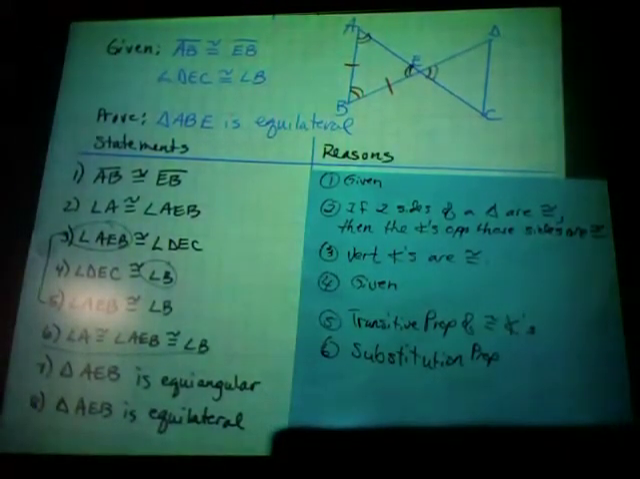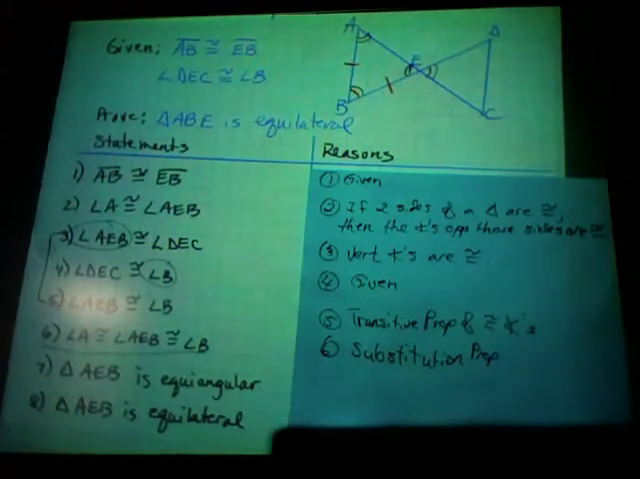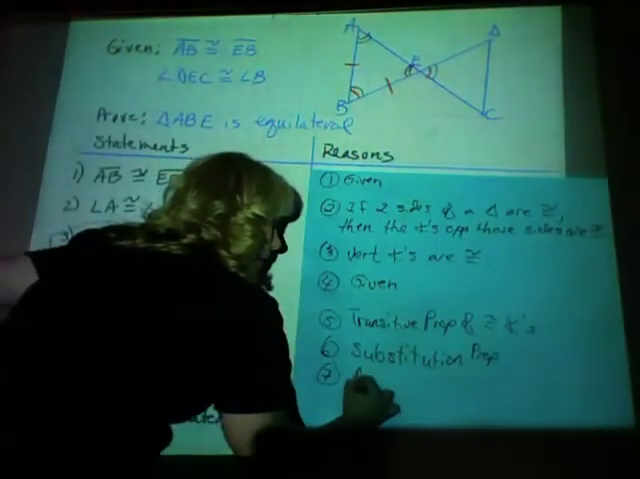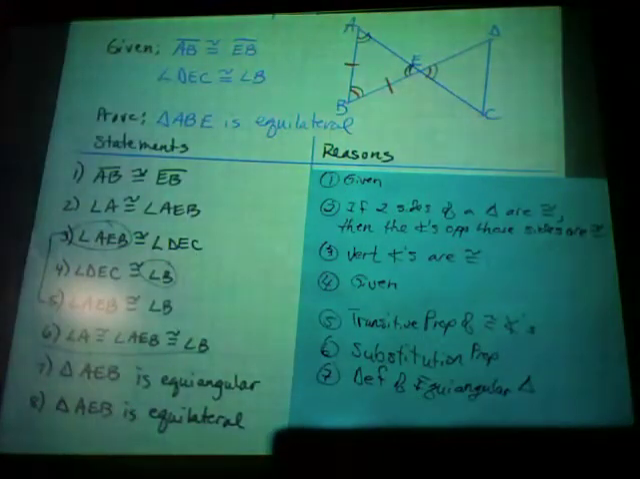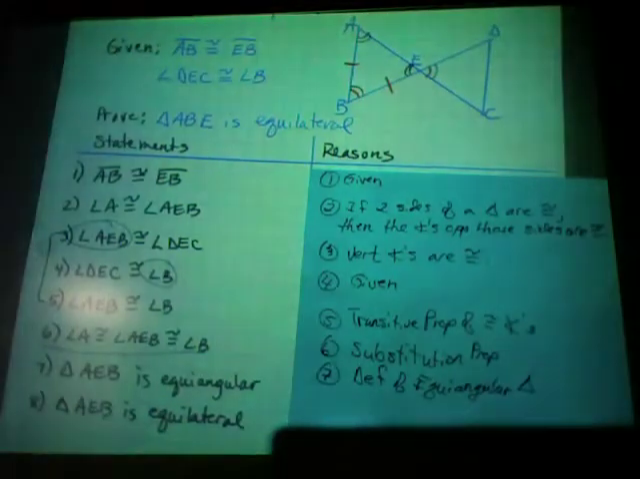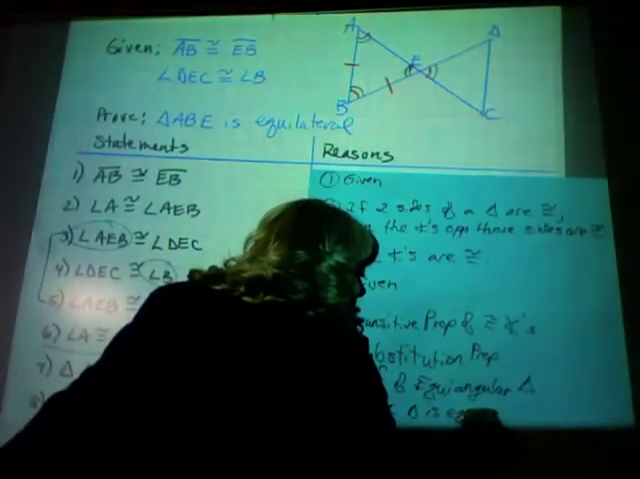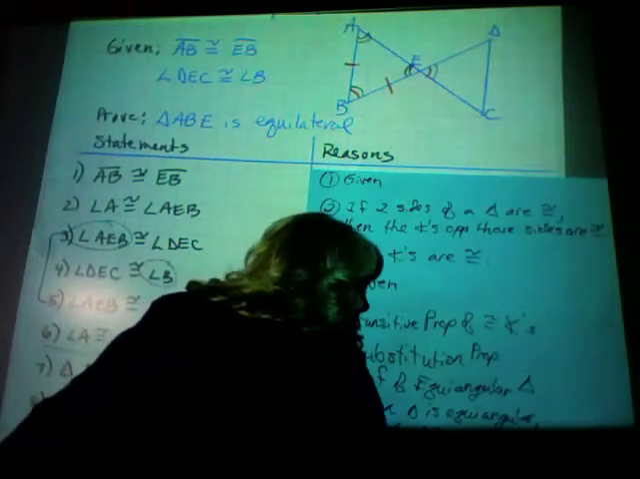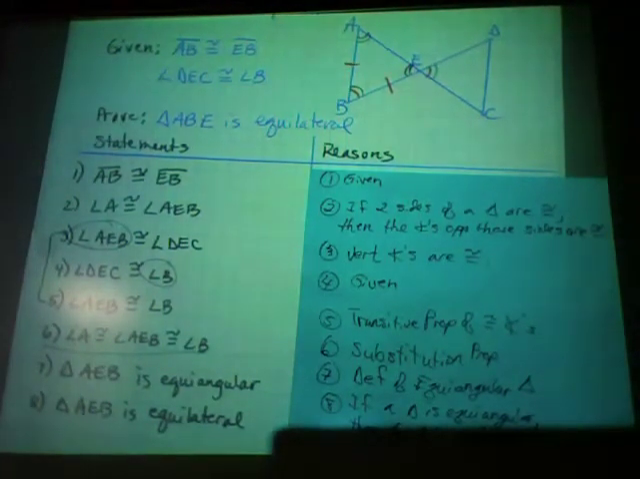So now I've proven all three angles are congruent. Notice that our very next statement is that angle AEB is equal angular. Wouldn't that be the definition of an equal angular triangle? Right? So 7, and I'm running out of room here. Hopefully the video will pick it up. So 7 is definition of equal angular triangle. And if a triangle is equal angular, what is it? Equilateral. And so statement 8 says if a triangle is equal angular, then the triangle is equilateral.